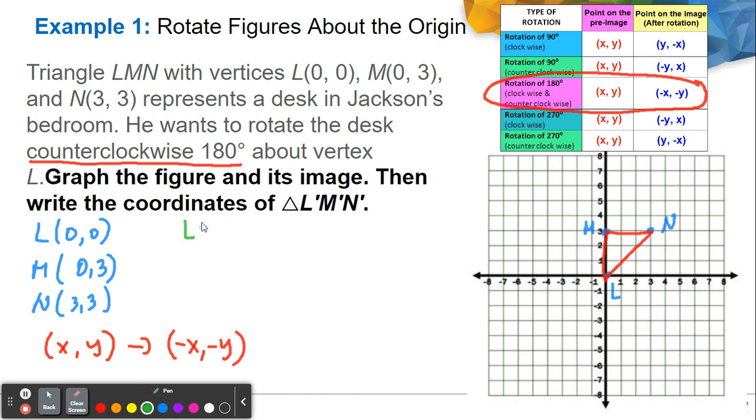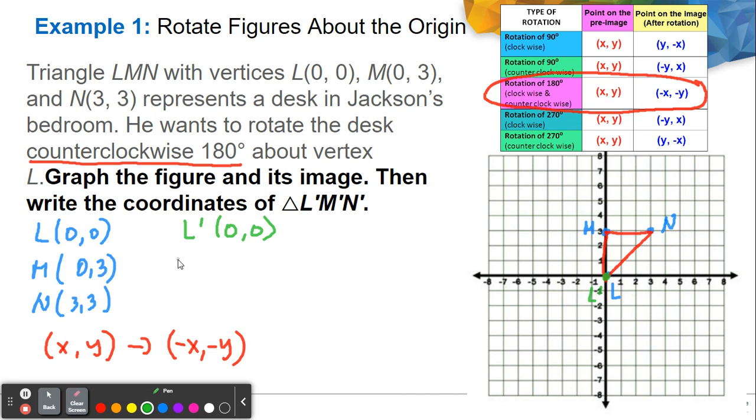So let's have L prime. As you can see, (0, 0) doesn't have any opposite because it's zero, no sign at all. So we just put (0, 0) as well. So L prime will also be (0, 0). This is L prime as well.